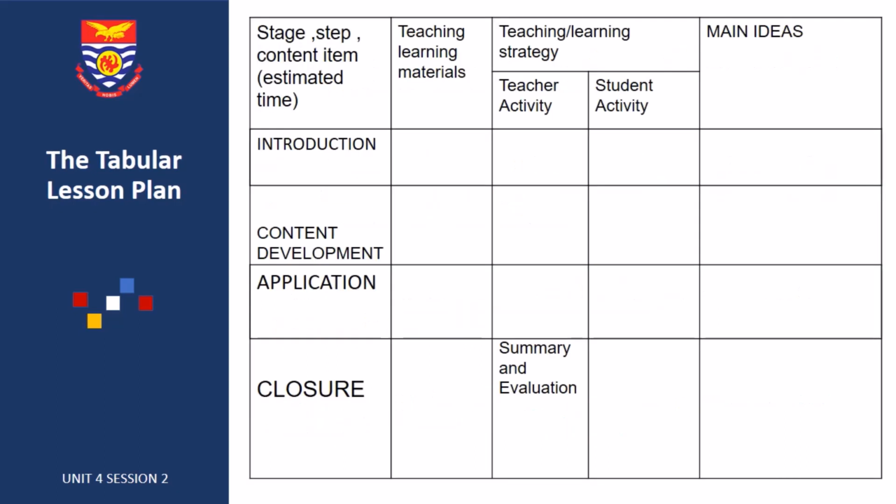This is the table I'm talking about. So you can see that the first one we have stage, step, content, item, and estimated time. The next one is teaching and learning materials. And then teaching and learning strategy in the next column. Under that, you can see teacher activity, student activity, and then the next one, which is main ideas. So this is an example of a tabular lesson plan.